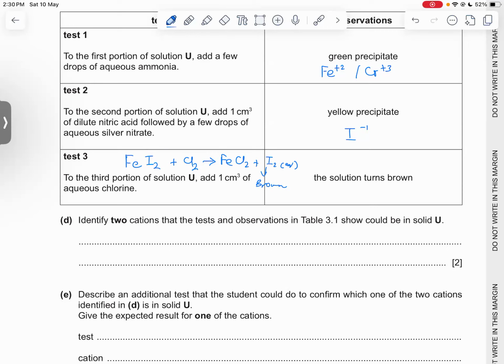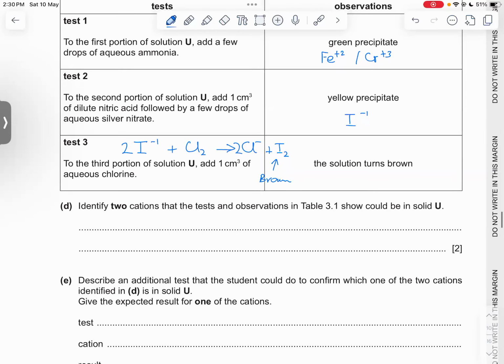No, he said hypothetically, like, suppose, hypothetically speaking, if it is iron. I did not confirm, right? So let's do it in an ionic way so that I don't have to hypothesize myself. 2I minus plus Cl2 gives 2Cl minus plus I2, and this is brown. This is the displacement reaction that has taken place, all right?